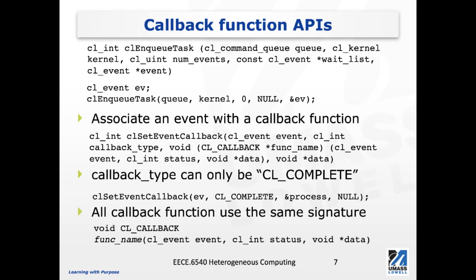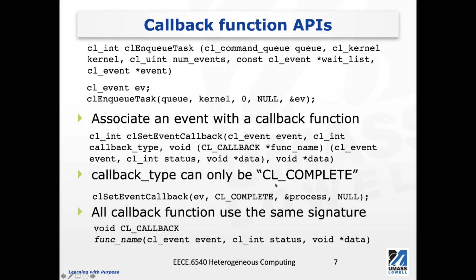We can use callback functions as follows. Let's assume that we have an enqueue task API that's called, and we use this ev as the event that is passed into this enqueue command. And then we can use clSetEventCallback to associate the callback function with a particular event. This clSetEventCallback takes a few arguments. The first one is the event that we want to associate the callback function to, and then the callback type, and then the function pointer to the callback function.